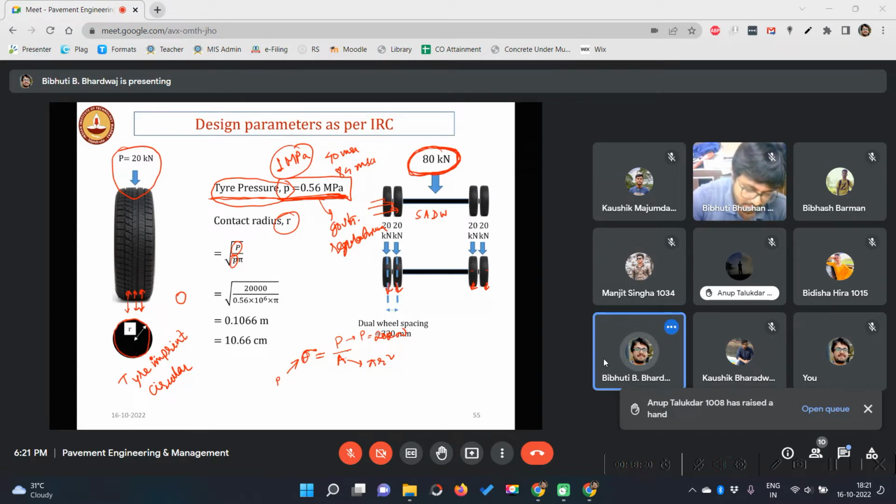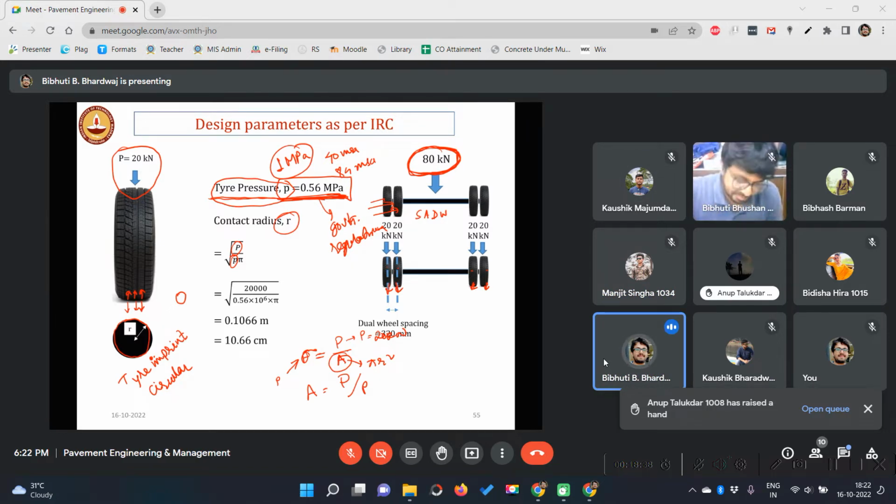So can you find out this A? A will be how much? Capital P divided by small p. Did you do this type of calculations in highway engineering? No, sir.